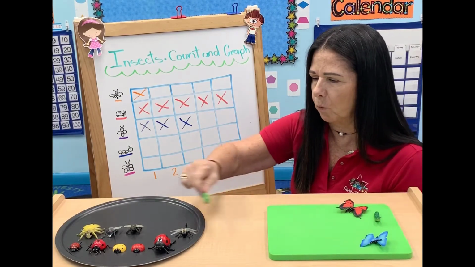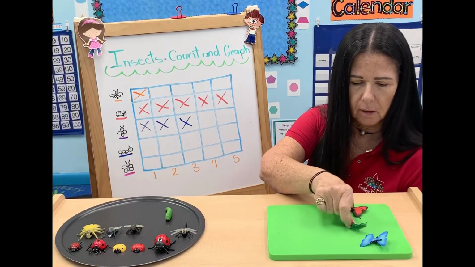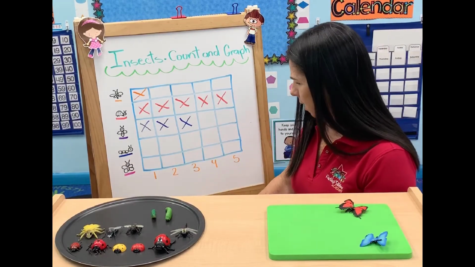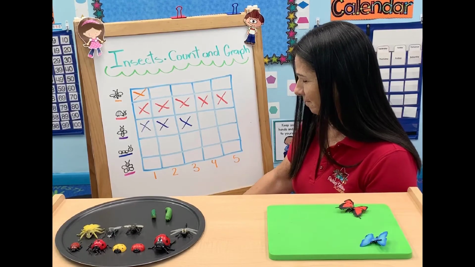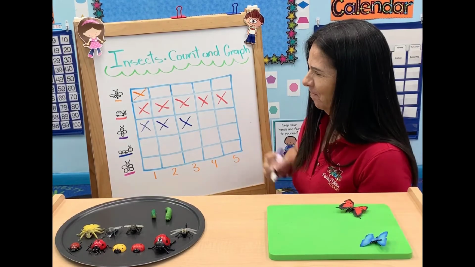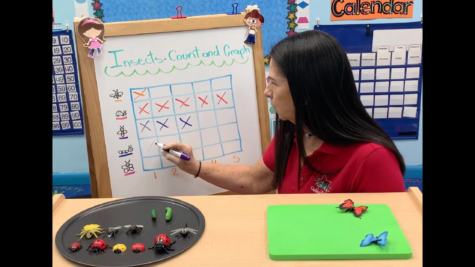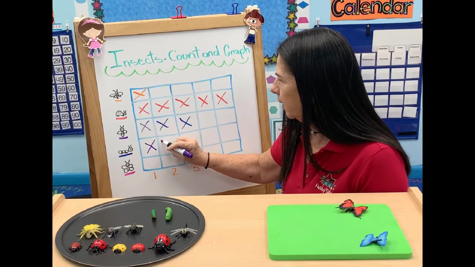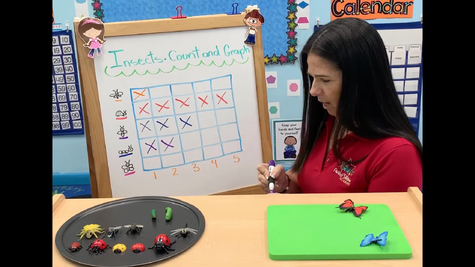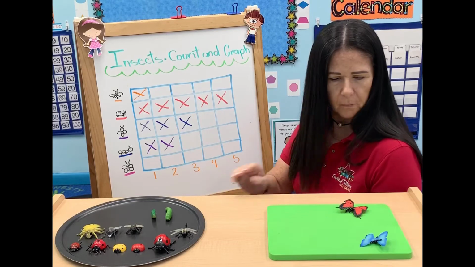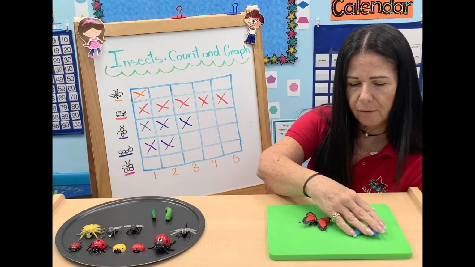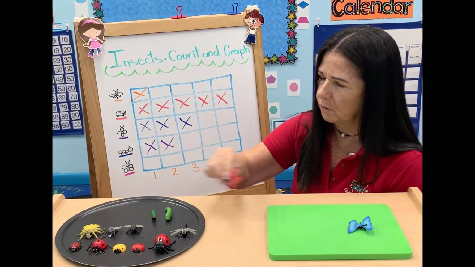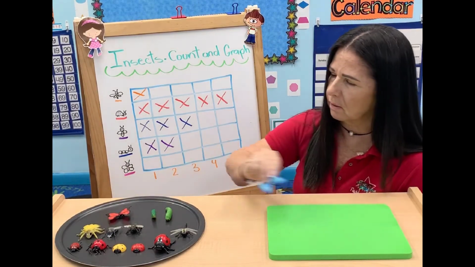Caterpillars, count with me. One and two. Two caterpillars today. Okay. One and two. Two caterpillars. And then we have two butterflies. One and two. Two butterflies.